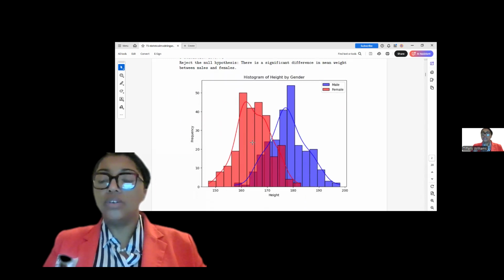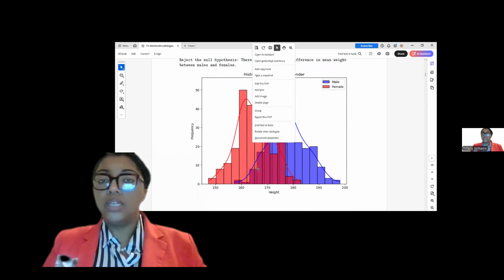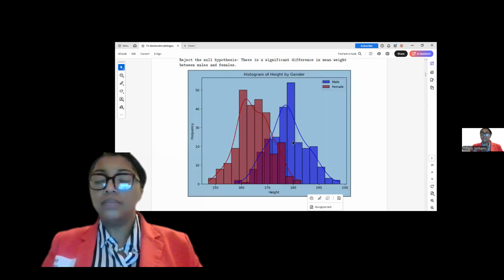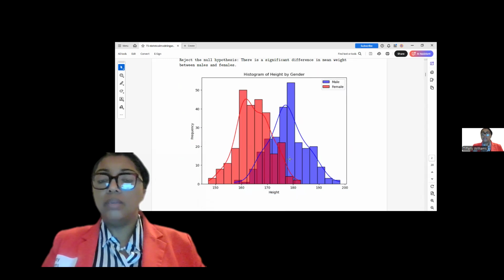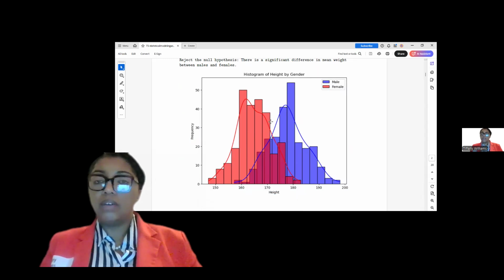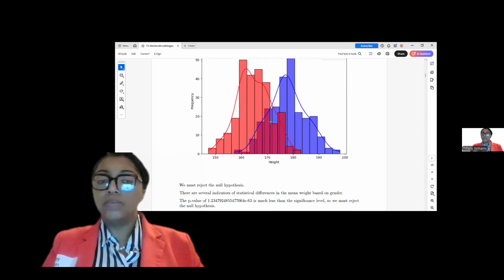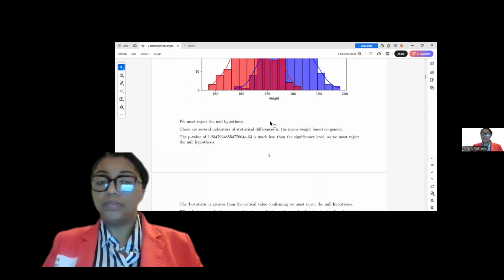And as we look at this histogram, we do see that there is only a slight overlap here in the middle. There is still a huge difference on each side for male and female. So that confirms that there is a statistical difference as well.